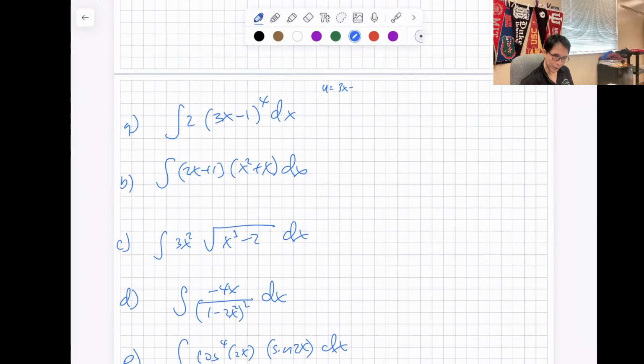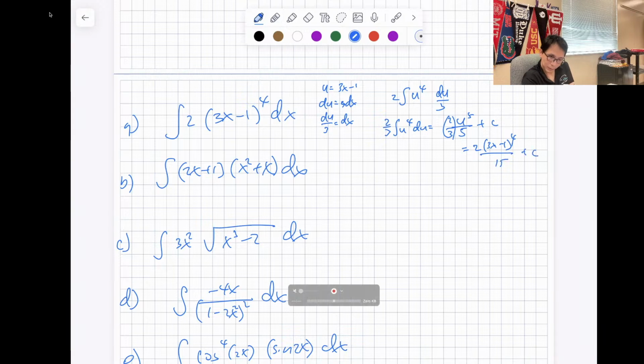U equal to 3x minus 1, du equal to 3 dx. So it'll be the integration of 2 u to the 4 du over 3. So it'll be 2 over 3 integration of u to the 4 du. So it'll be u to the 5 over 5 times 2 thirds plus c. Is that okay? So that'll be 2 times (3x minus 1) to the 5th power all over 15 plus c. I keep on writing stuff wrong. Okay.